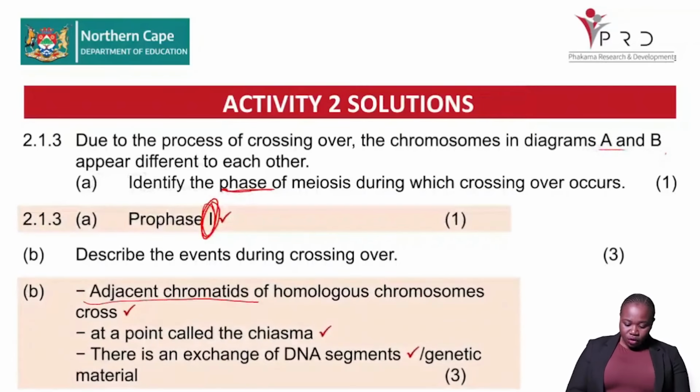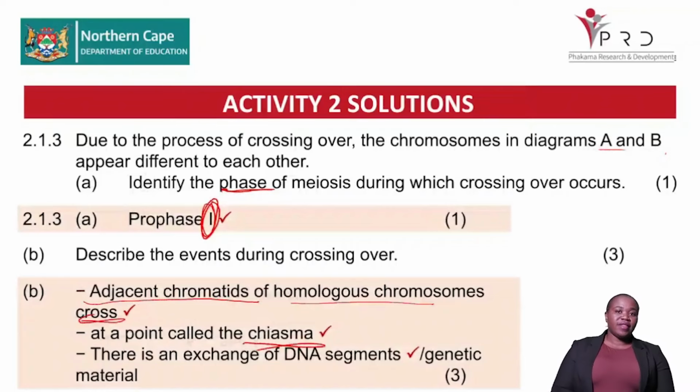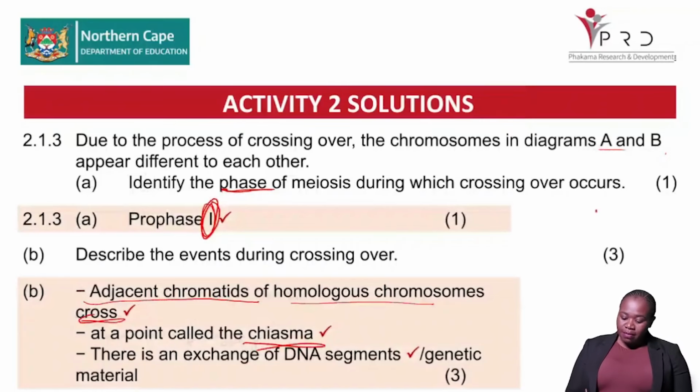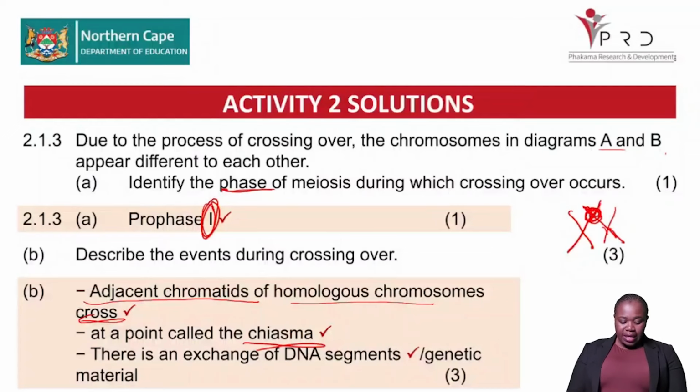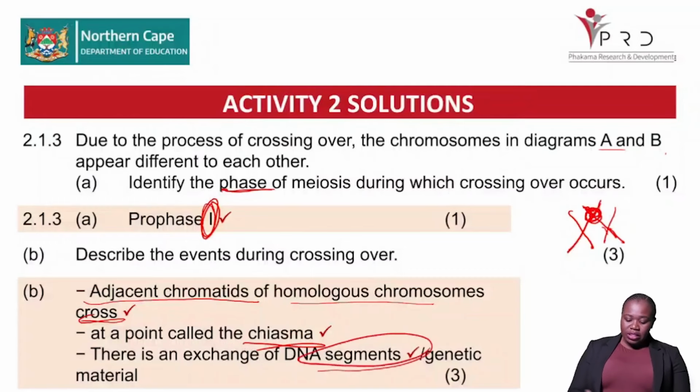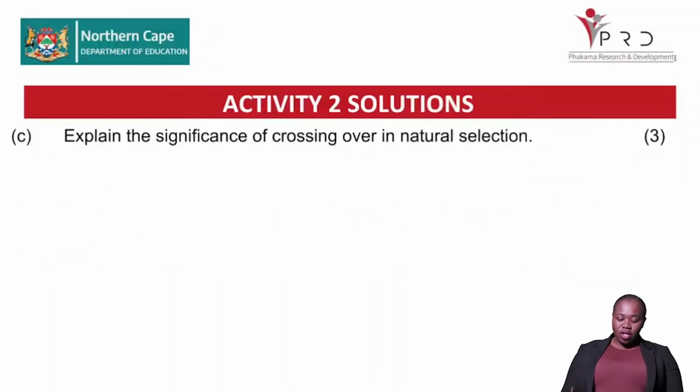Right, so adjacent chromatids of homologous chromosomes cross, or they overlap, at a point called chiasma. Never forget to mention that that point is called chiasma. Remember, if we have 2 chromosomes like this, when they are overlapping here, this point here is called chiasma, right? There is an exchange of DNA segments or genetic material. When that happens, genetic material is going to be exchanged.